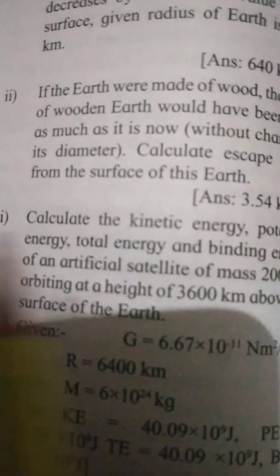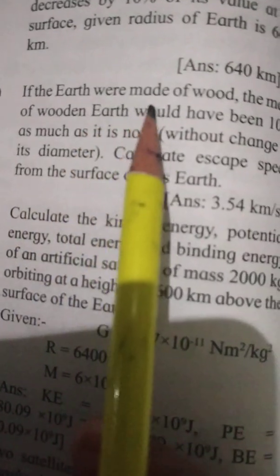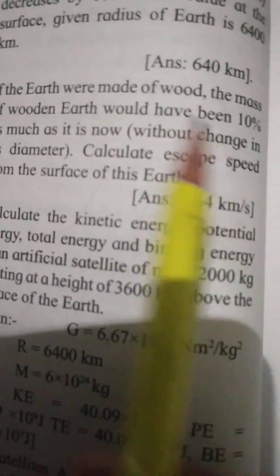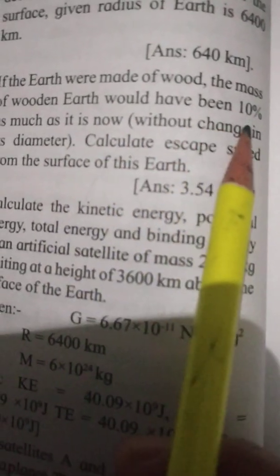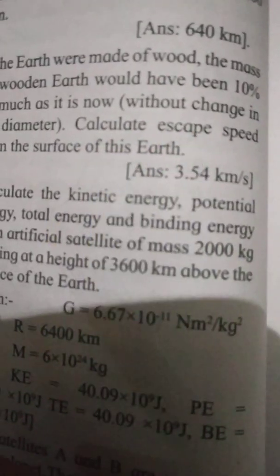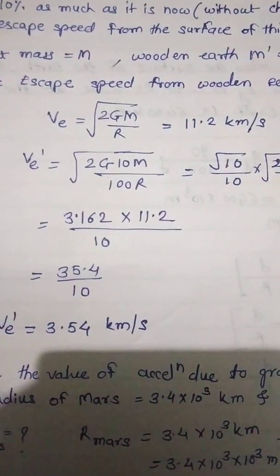So now our next numerical is: if the earth were made up of wood, the mass of wooden earth would have been 10% as much as it is now, without change in diameter. Okay, so calculate escape speed from the surface of the earth. So write down here given quantities first.